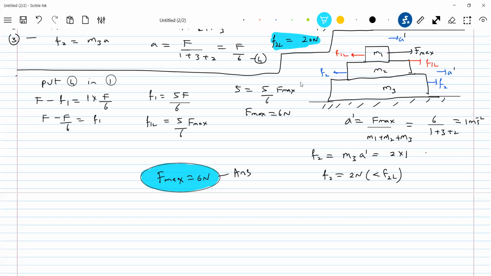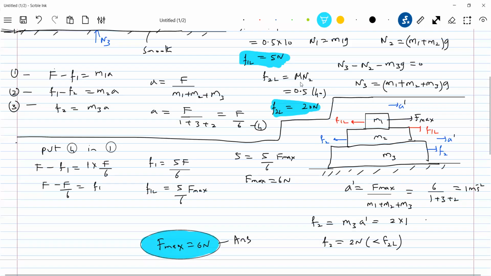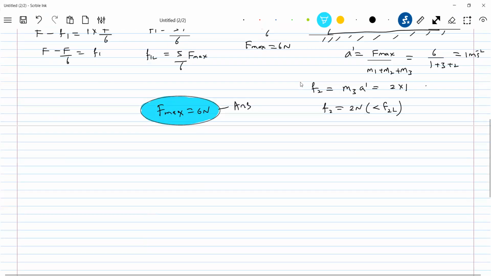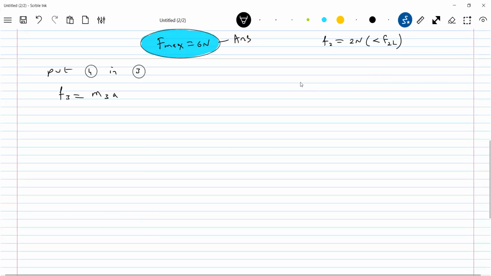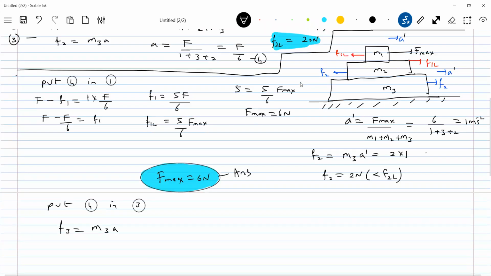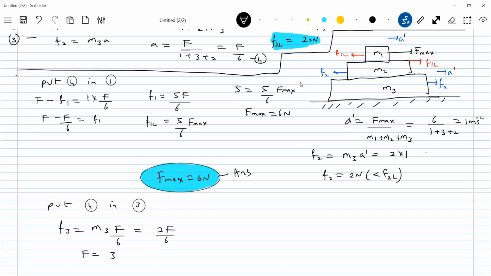So what I'm going to do is assume now, I'll put equation 4 in 3. So what is equation 4? F3 equal to M3 into A. I'm substituting that one. When I substitute here, how much will I get? F by 6. And what is the value of M3? 2F by 6. So finally, this F is equal to 3 F3.